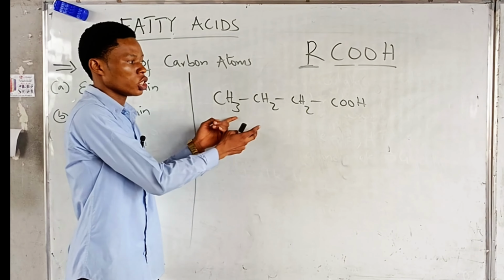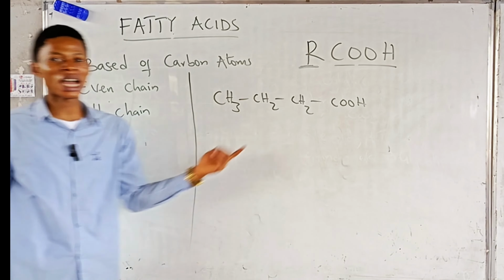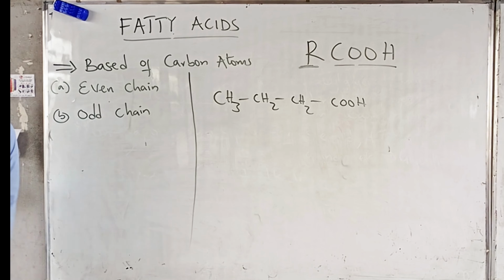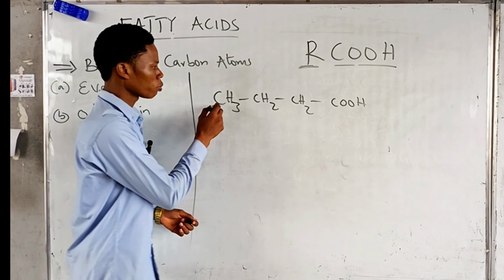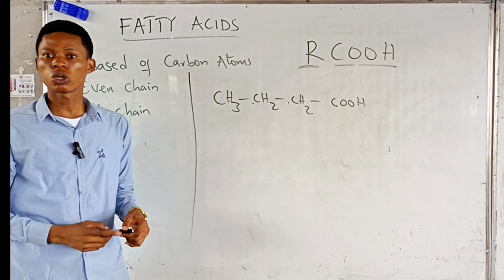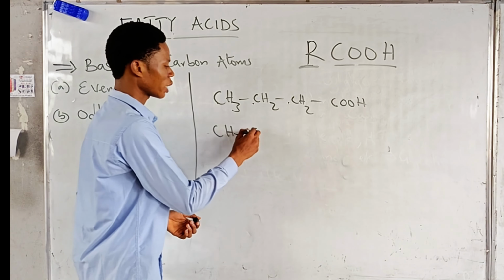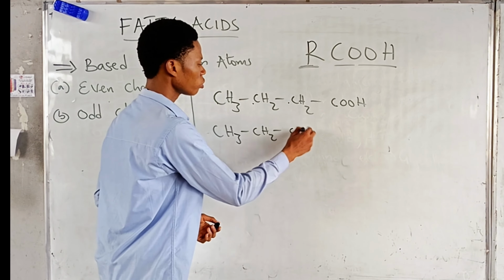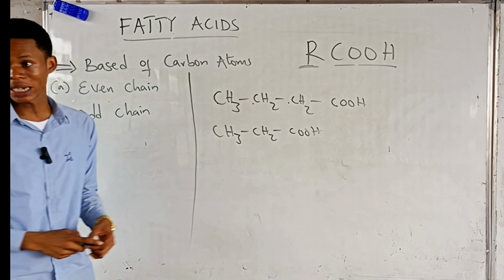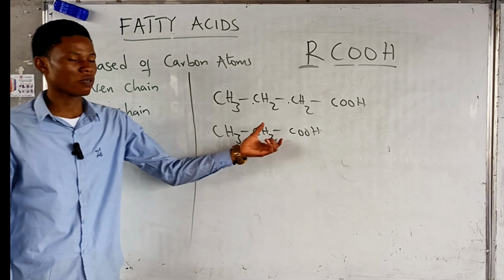Now this is the alkyl chain and this is the carboxylic acid functional group. Is this an even chain fatty acid or odd chain fatty acid? Even chain. Check the number of carbons present. 1, 2, 3, 4. And 4 is an even number, right? So this is an even chain fatty acid. If the number of carbons present, like in this case, is 3, right? Is this even chain or odd chain fatty acid? This is an odd chain fatty acid.